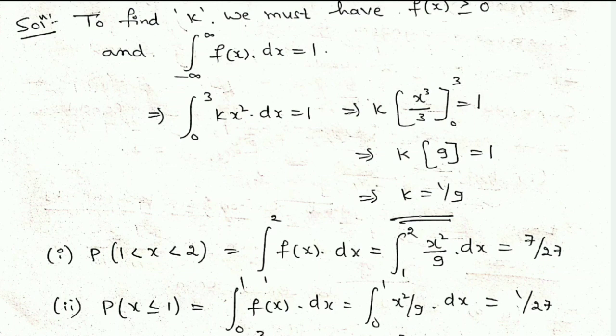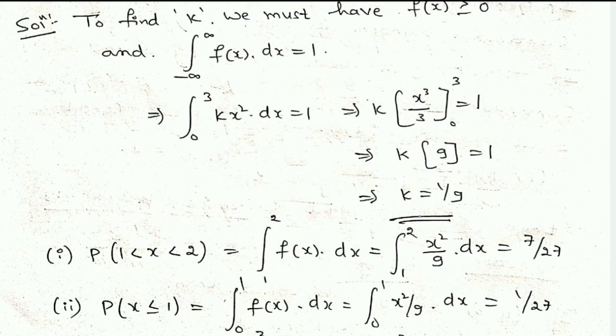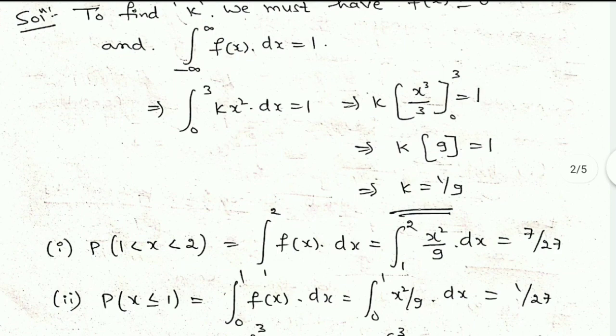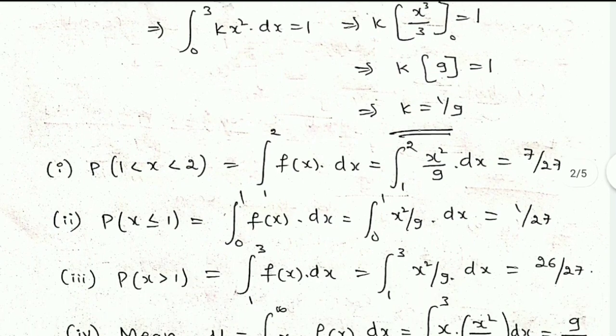Find the value of P of 1 less than x less than 2. I already explained, if they have given the interval, that limit we have to take. So here 1 and 2. So lower limit is 1, upper limit is 2, f of x into dx. Actually f of x is kx square, right? But k value is 1 by 9. So it is x square by 9 into dx. So very simple integration. You get the answer as 7 by 27.